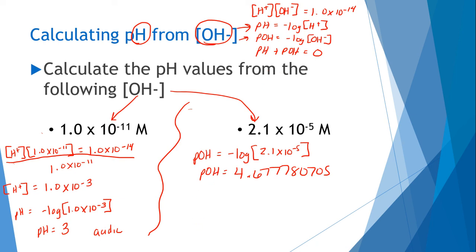But I want to find the pH. So if I know that pH plus pOH equals 14, sorry, please correct that, then I can solve this by taking 14 minus 4.6777800705 to get my pH. So pH is going to equal, once you subtract those, approximately 9.3. So here, if I look at this, the number is bigger than 7, so I can say that this is a basic solution.